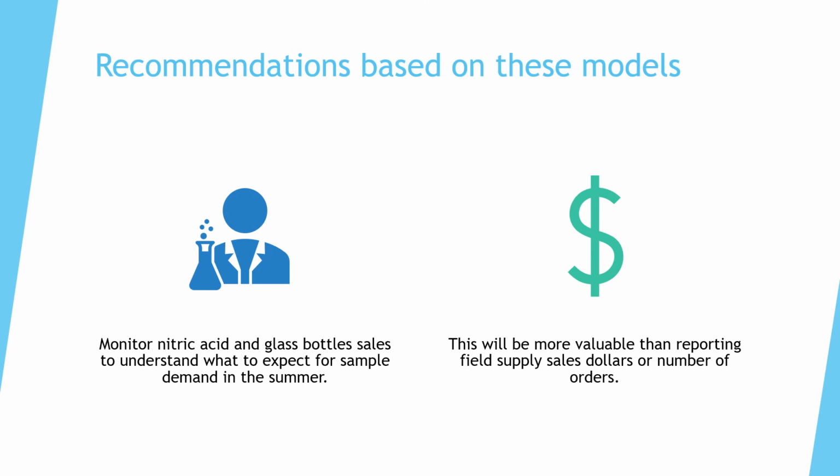field supply sales in dollars or numbers of orders are what's monitored, and there tends to be talking about like, oh, we're 5% up over last year, but key field supplies may be a better predictor of what to expect for sample income rather than field supply sales dollars themselves. So I would recommend management change what we're monitoring to predict that and monitor nitric acid and glass bottle sales in order to understand summer sample demand.